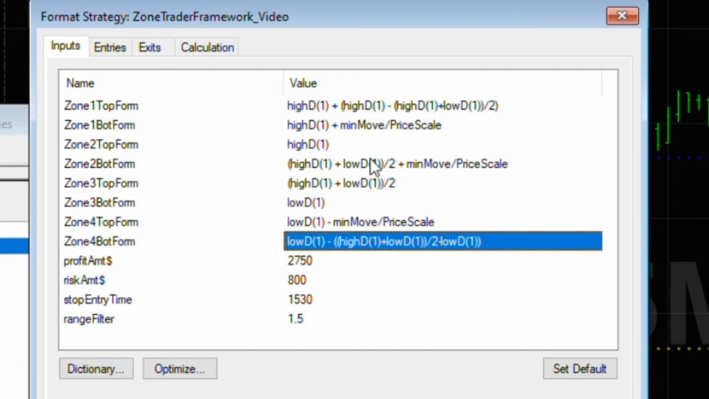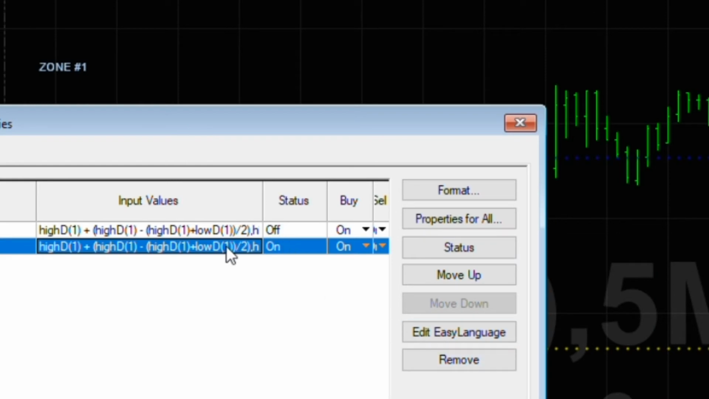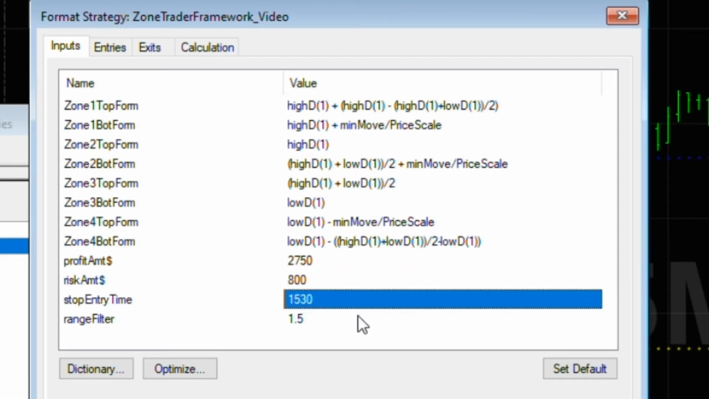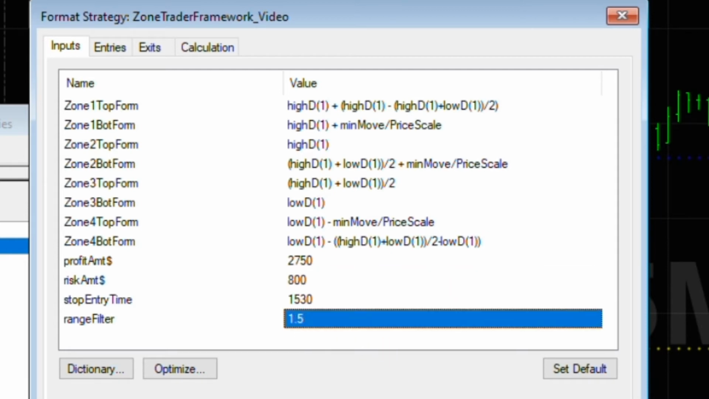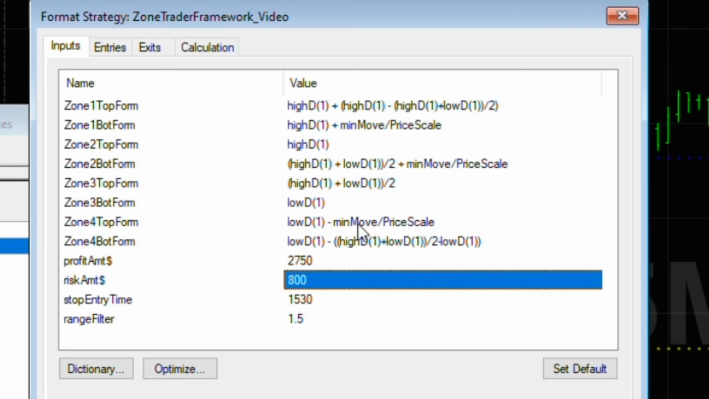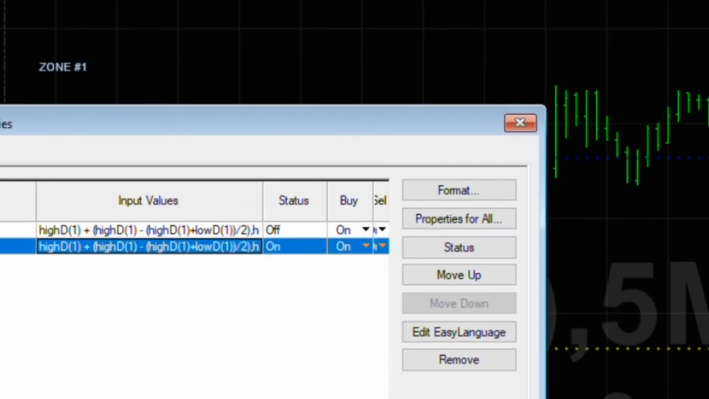But like I said, before you mess up the template, always rename the template to something else. In this case, I'm doing it ZoneTrader Framework Video. Okay, so let's hit cancel. Oh, I do have a profit amount and a risk amount. Stop entry time, I don't want to trade after 3:30, and I've got a range filter of 1.5, which I show you in the manual how to utilize. In this case, we're not going to utilize the range filter. We will utilize the 2750 profit amount and the risk amount of $800, and we're going to use these levels. Okay, so that's going to stay the same.